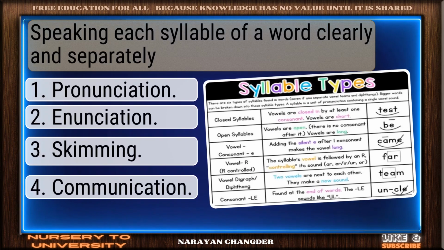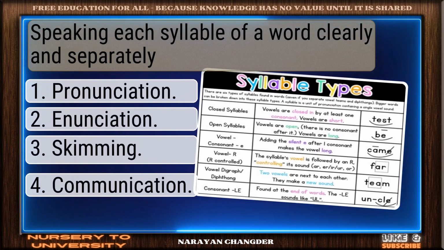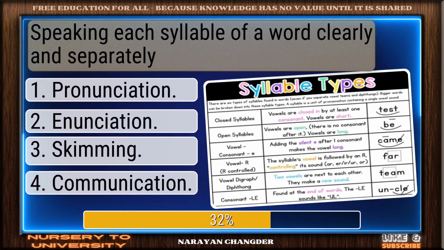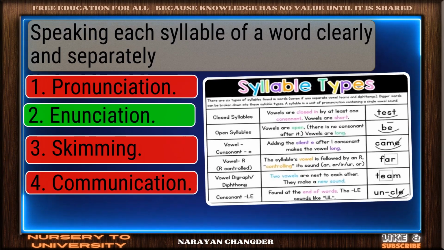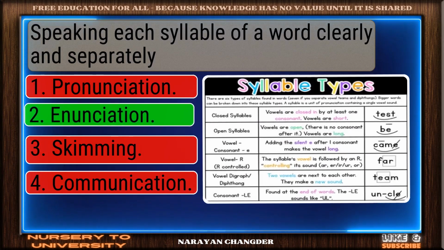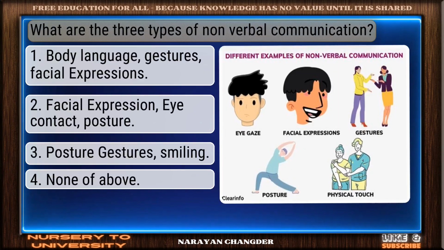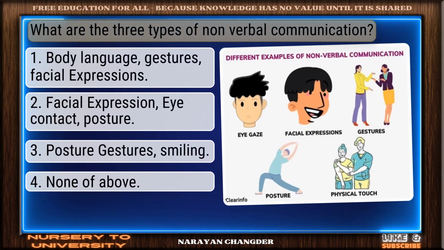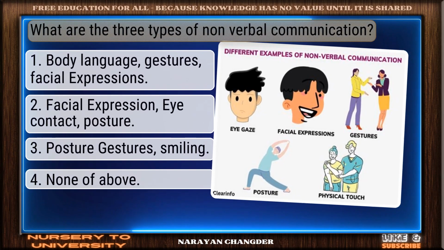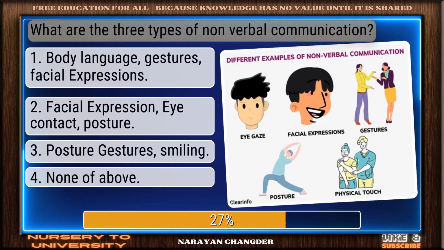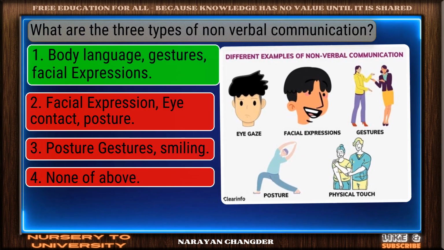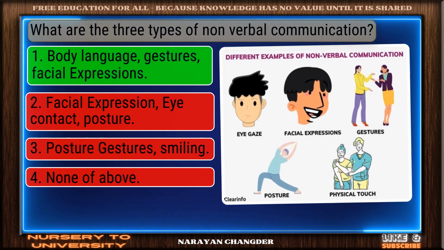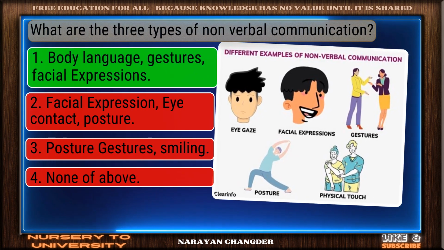Question number 35. Speaking each syllable of a word clearly and separately. Great job. Enunciation is the accurate answer. Question number 36. What are the 3 types of nonverbal communication? Valid point. Body language, gestures, facial expressions is true.